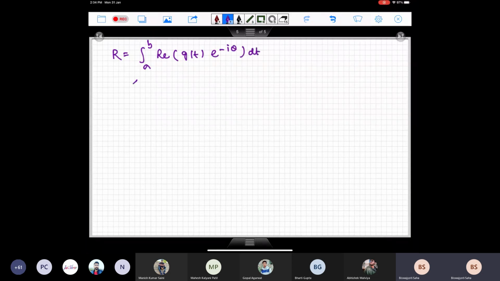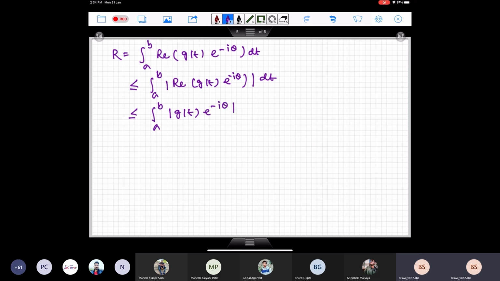So this is less than or equal to the integral from a to b of the modulus of the real part of g(t) e^(-iθ) dt, and the real part, as I said, is in absolute value less than or equal to the modulus. So it is less than or equal to the integral of mod g(t) times e^(-iθ) dt. Of course, e^(-iθ) has absolute value 1, so we get the integral from a to b of mod g(t) dt.